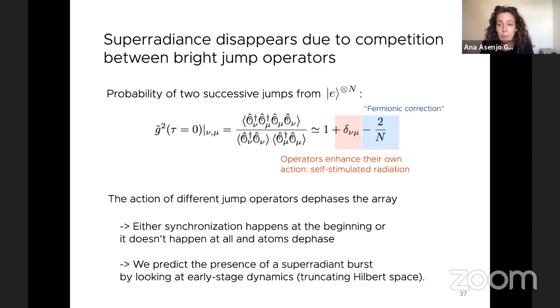In general, this is a very hard problem. It's again a 2 to the n Hilbert space, but just by looking at the early stage dynamics, we can find out whether the superradiant burst is going to survive. We do this by truncating the Hilbert space to having up to two holes. So our Hilbert space is going to be all atoms excited minus one, or all atoms excited minus two, meaning the array has emitted up to two photons. With this, we can already predict the slope of these early dynamics.